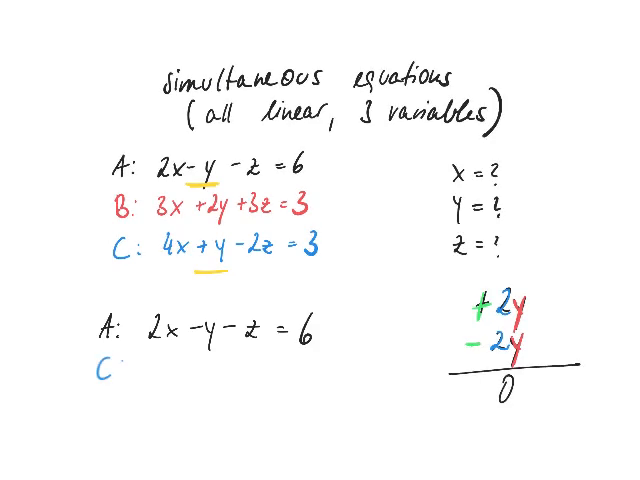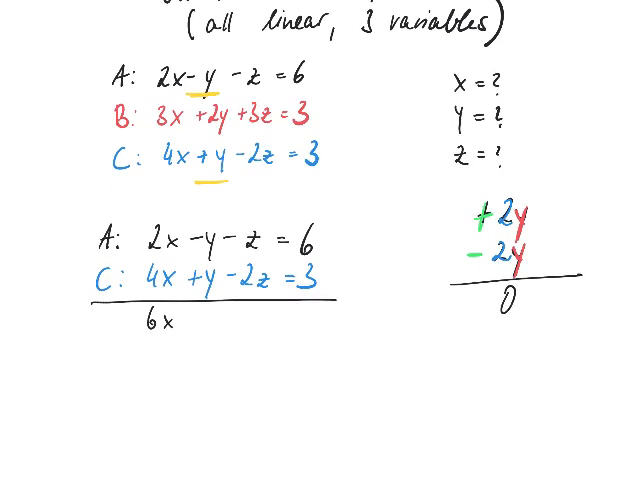And C, 4x plus y minus 2z equals 3. So I add these 2. 2x plus 4x equals 6x. Minus y plus y is 0, so this is eliminated now. And minus z minus 2z is minus 3z. And that equals 6 plus 3, which is 9. Okay, so I have one equation.